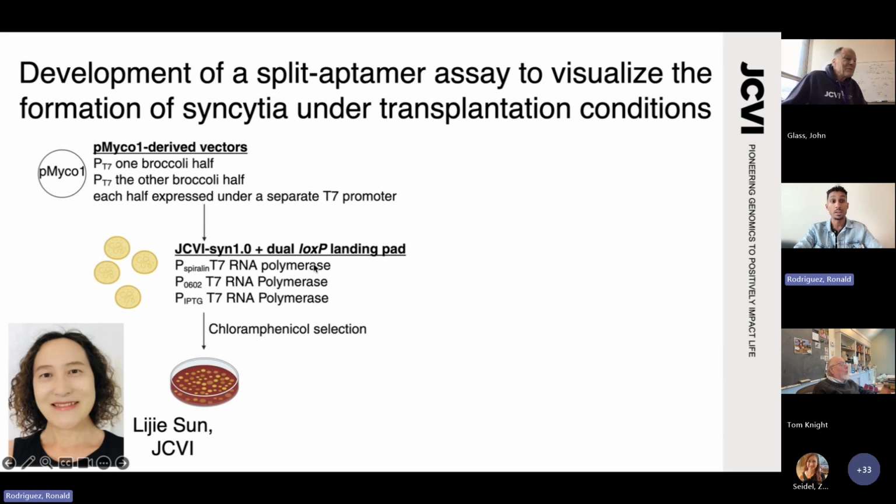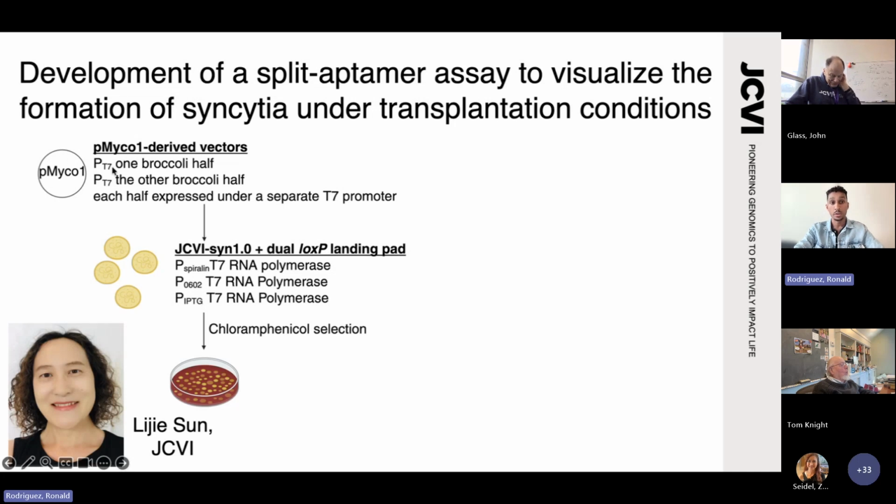To circumvent the issues of cloning T7 RNA polymerase on these plasmids, I took advantage of a T7 RNA polymerase expression system that Liji, a former postdoc in the lab, set up. Liji created a landing pad system in SYN 1.0 and put T7 RNA polymerase in there under different promoters. Spiralin and 0602 are constitutive promoters, and she also put an IPTG inducible promoter in the system.